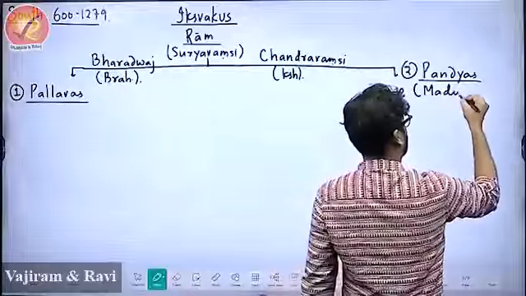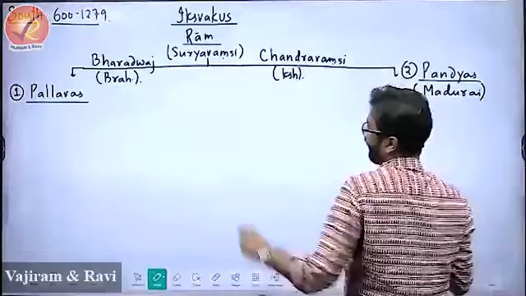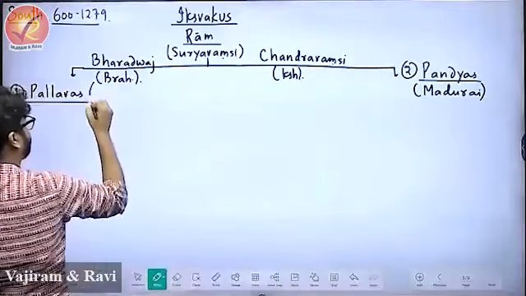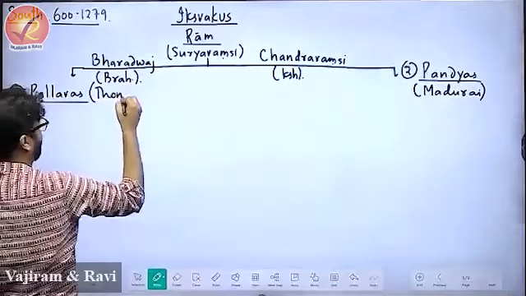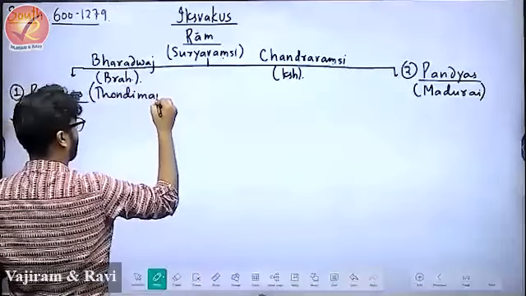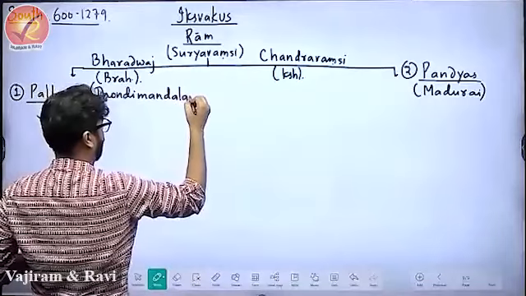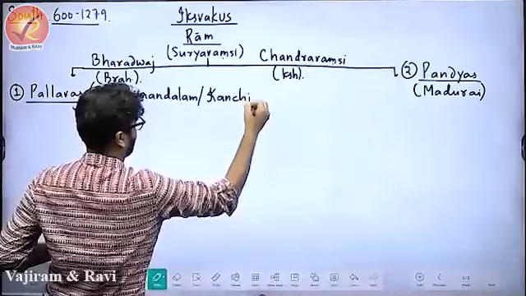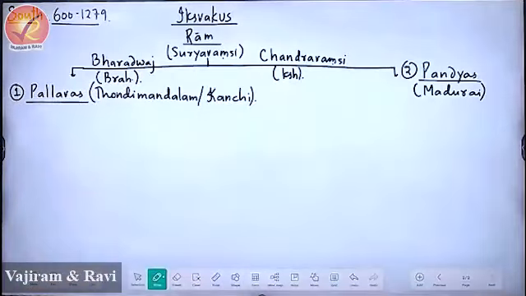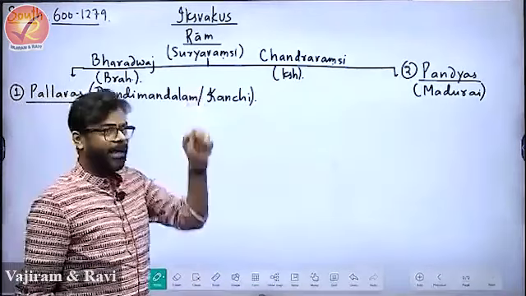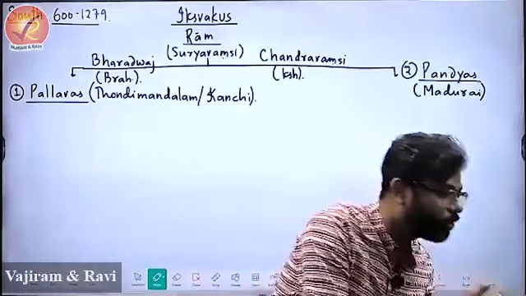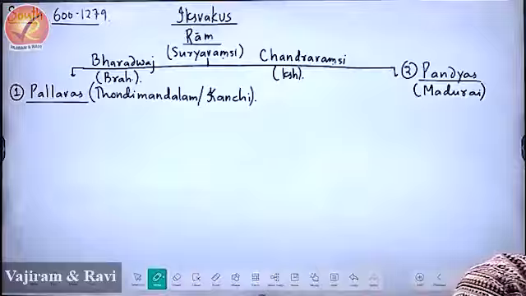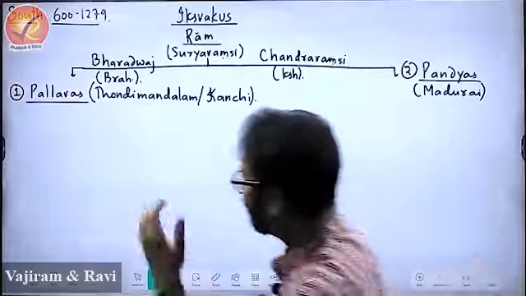Pandyans' capital is Madurai. The capital of Pallavas is Thondi Mandalam, which was renamed as Kanchi. All right. So can you understand they have a polarity towards north? थोड़ी झुकावट है north की तरफ. No, they have a polarity, inclination.